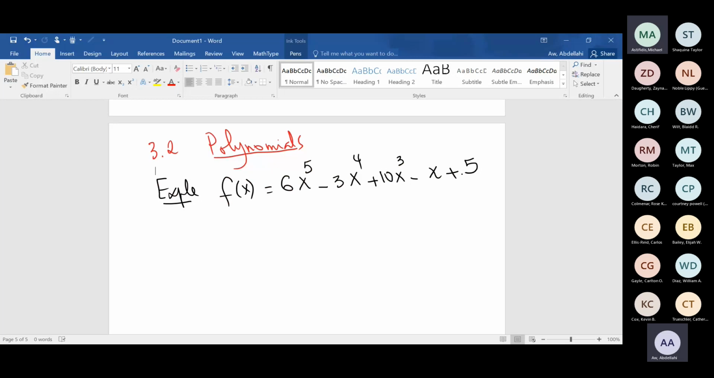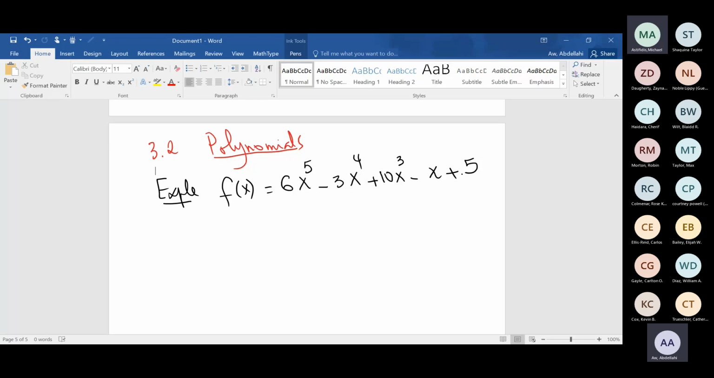What makes it a polynomial? What makes it a polynomial is about the exponent. All the exponents I see here, all of them are positive integers, right? All of them are integers that are non-negative. In a polynomial, I cannot have a negative exponent. I cannot have a decimal exponent. I cannot have a rational exponent. In a polynomial, all the exponents are positive integers, all of them. Okay, so this is an example of a polynomial, right?